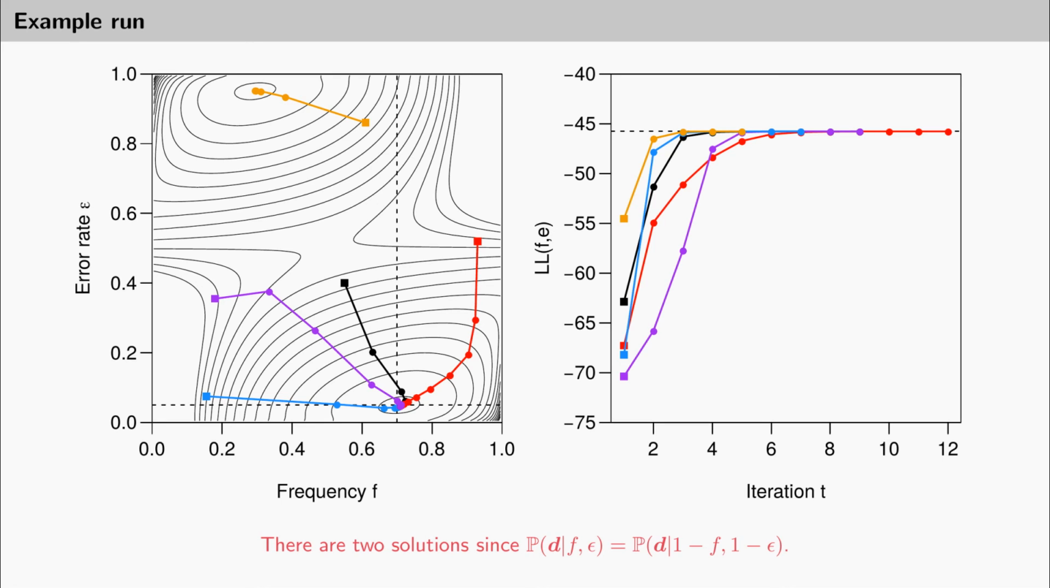From a mathematical point of view, the reason that there are two solutions is simply that the probability of the data given f and epsilon is actually the same as the probability of the data given 1 minus f and 1 minus epsilon. To convince yourself that this is true, simply plug in 1 minus f instead of f and 1 minus epsilon instead of epsilon into the equations a few slides back. The solution with a very high sequencing error rate may not be very realistic, illustrating that external or a priori information on parameters is actually very important in inference.